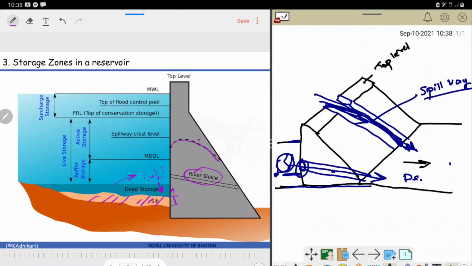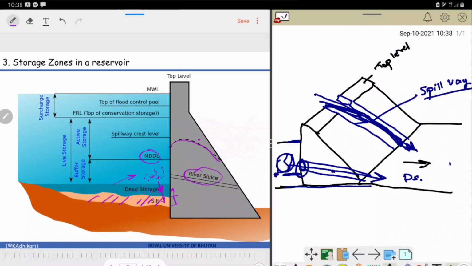It contains highly dense sediment, which has not yet settled but is in suspension. Okay, so it's still in this state. Eventually it will silt. Eventually it will silt. Okay, and then next comes the maximum drawdown level.